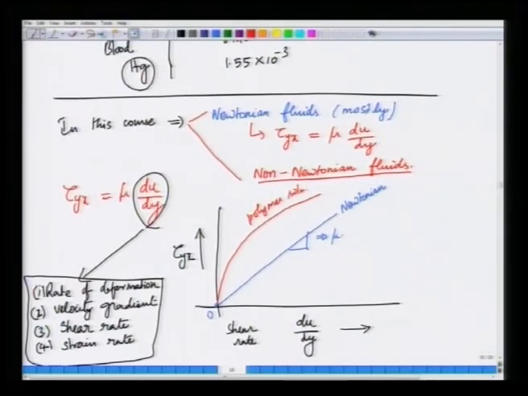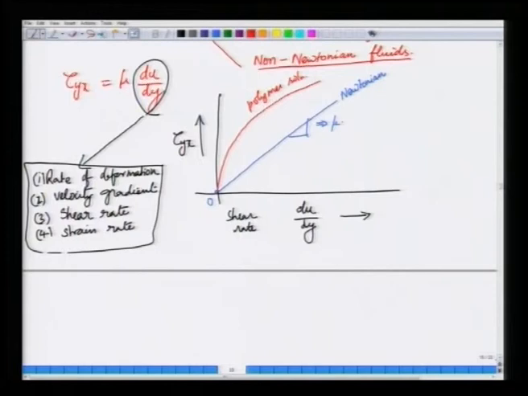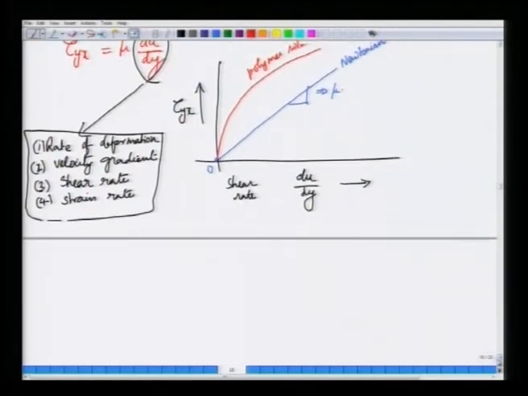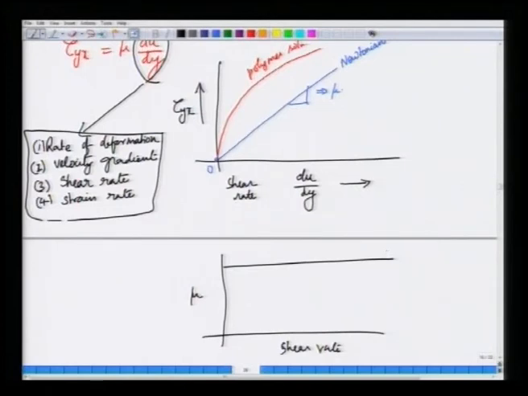Now, for a Newtonian fluid, if you have to plot the viscosity, so let me just go a little below. If you plot the viscosity as a function of shear rate, it is a constant, because tau is directly proportional to du/dy and it is a straight line. So, the slope is a constant, but if you take a polymer solution, the viscosity will decrease with shear rate. So, such fluids are called shear thinning because the viscosity decreases with shear rate.